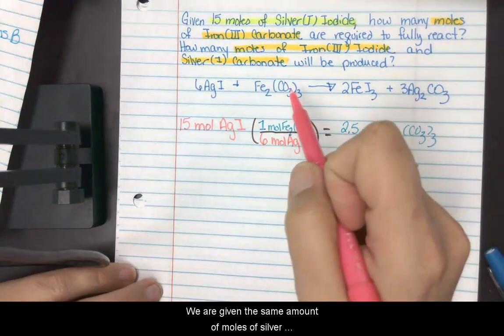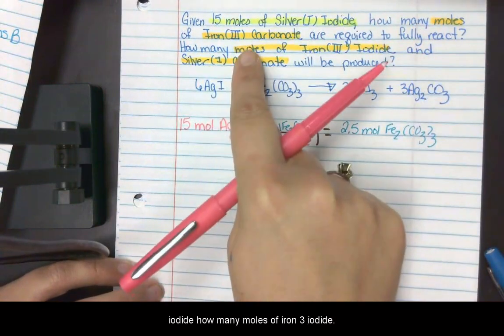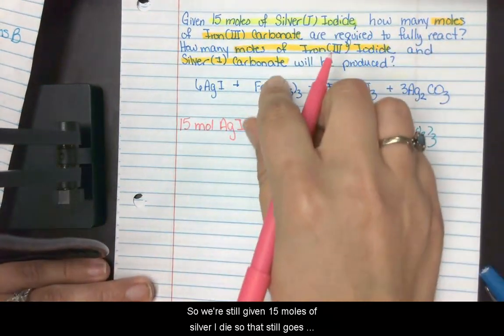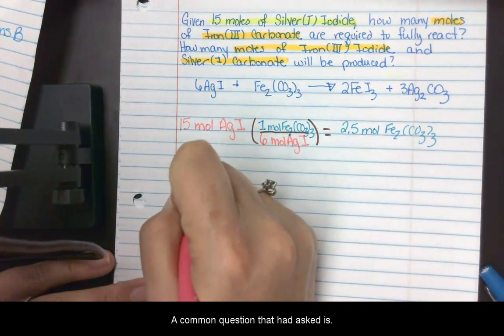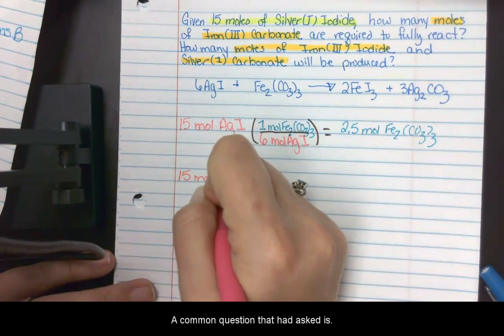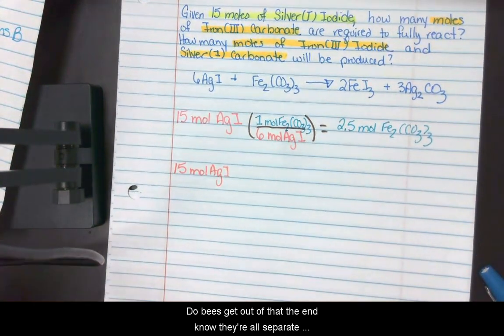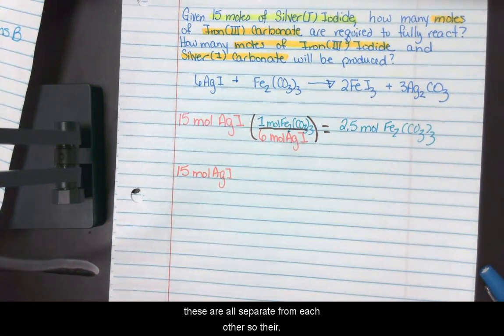The same problem, we asked, given the same amount of moles of silver iodide, how many moles of iron 3 iodide? So we're still given 15 moles of silver iodide, so that still goes over on the left. A common question I've had asked is, do these get added up at the end? No, they're all separate. These are all separate from each other, so they're independent.